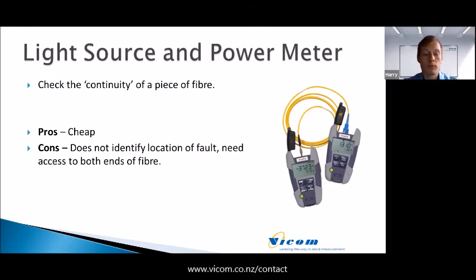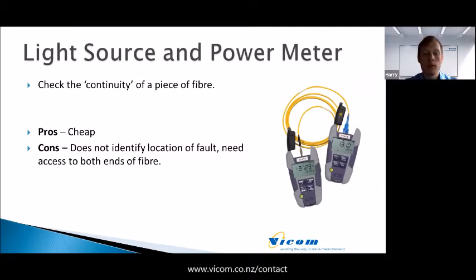So the pros and cons. Pros, very cheap to purchase. You can get a light source and power meter pair anywhere from $1,000 to $4,000, depending on the wavelengths and extra accessories and features you want. The cons, it's not able to identify the location of a fault, and you need to interpret the results yourself. So the technician needs to have a little bit of skill and understanding of what they should be looking for.